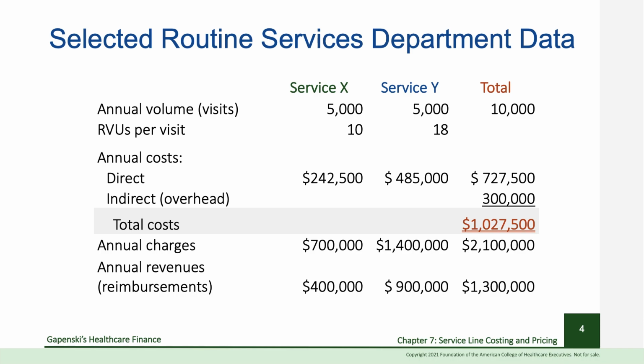So for simplicity, you need to understand that cost to charge ratio is a ratio of indirect cost divided by total charges. Once you calculate the cost to charge ratio, it can be used to estimate the overhead cost for each individual service. But determining the cost to charge ratio is the first and foremost step. So once you have the CCR, the service overhead cost is the cost to charge ratio multiplied by service charges.